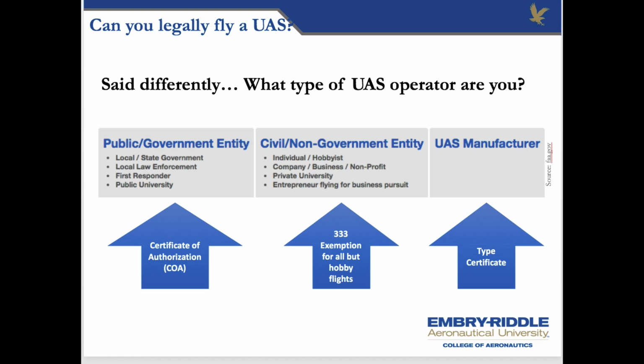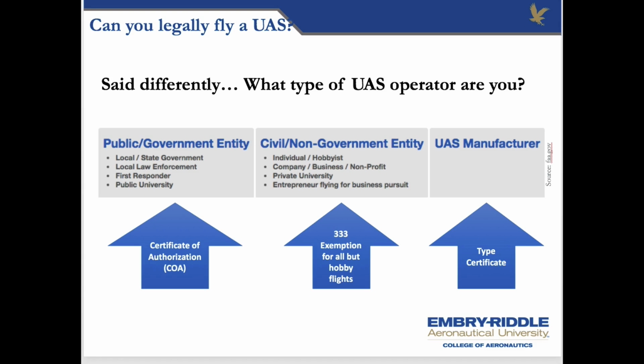A private university, for example Embry-Riddle, would be considered a non-government entity because we're a private, non-public university. Additionally, entrepreneurs flying for business pursuits in general are going to be considered non-government entities as well. And finally, you could be someone that's actually manufacturing UASs. So all of these different users require a different type of approval process. Now, obviously, the individual or the hobbyist, which are the majority of the people that are probably signed up for this course, are going to be recreational users. So they can go out and fly as needed.